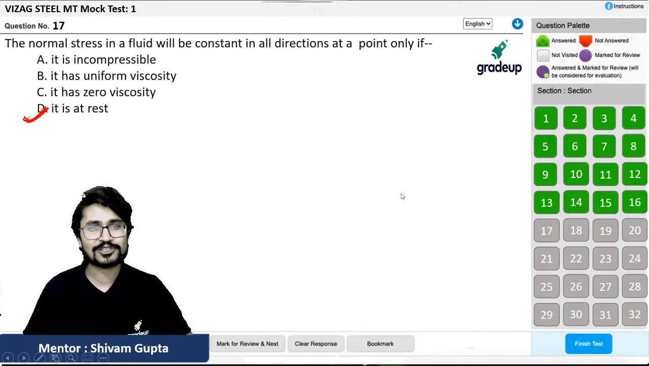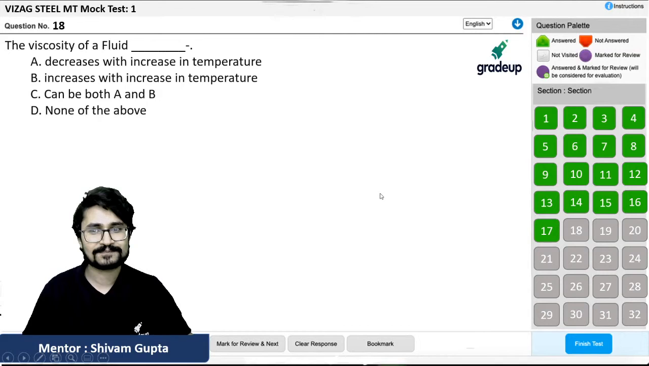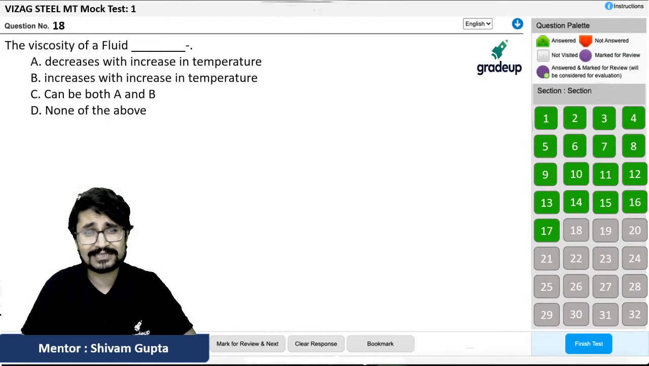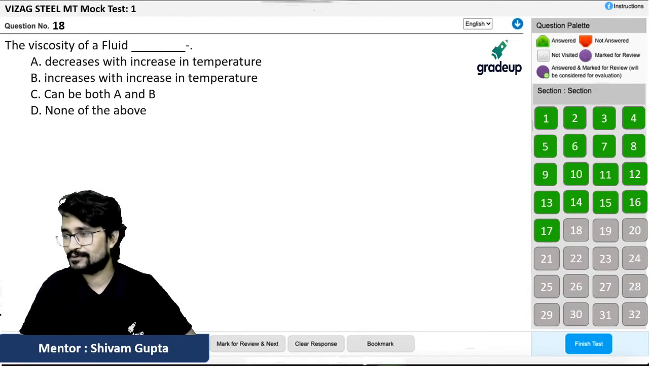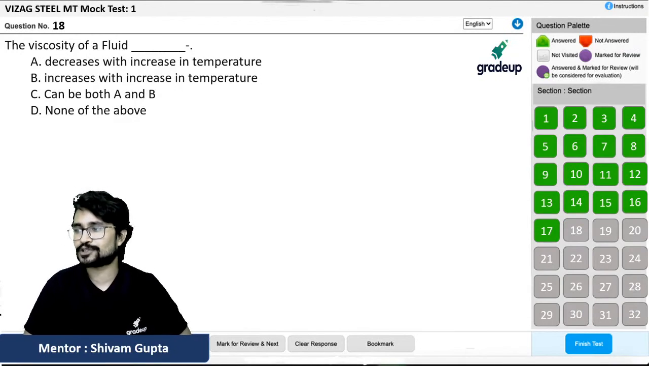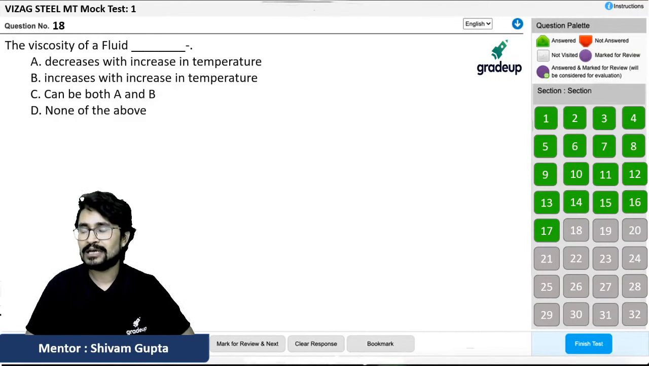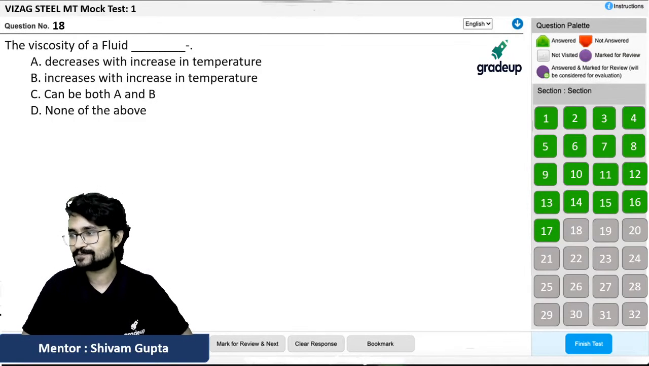Now coming to the next question. Next question on your screen is: viscosity of a fluid decreases with increase in temperature, increases with increase in temperature, can be both A and B, or none of the above. This is a googly question. If anybody gets it, then he will give the answer correct, or you will give the answer wrong.